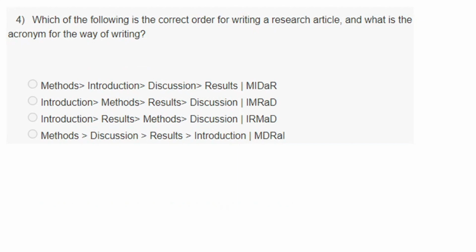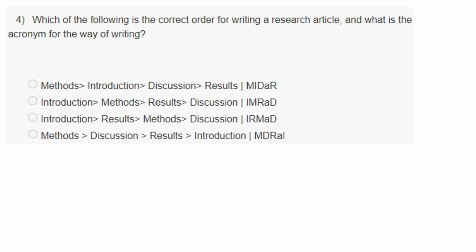Which one of the following is the correct order for writing a research article, and what is the acronym for the way of writing? There is absolutely no correct order for writing a research article. The question should be which one of the following is the popular order. It's your article. You have done the work. You will write the article, so you will decide the order. But there is a common order of writing a research article, and I'll tell you why.